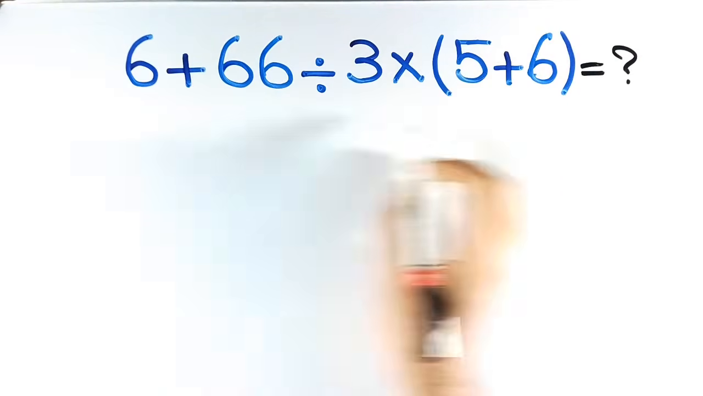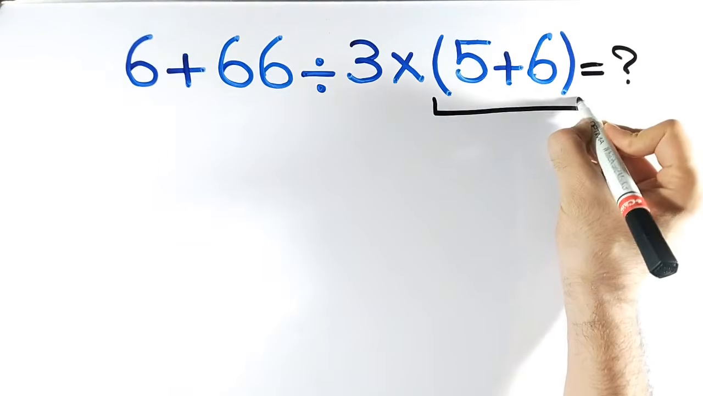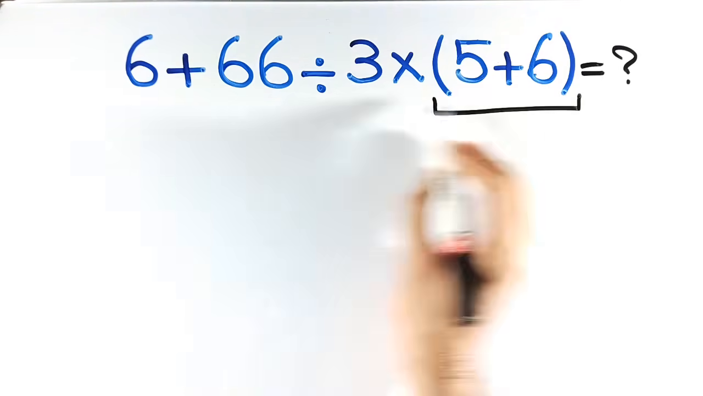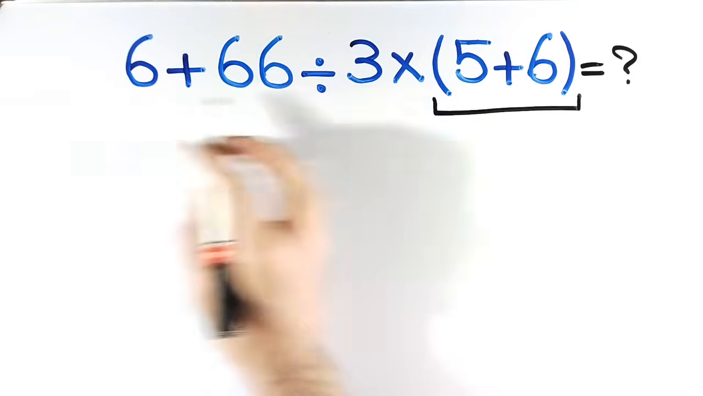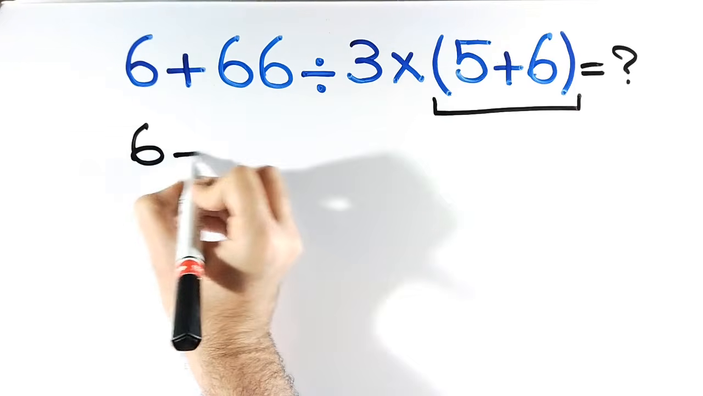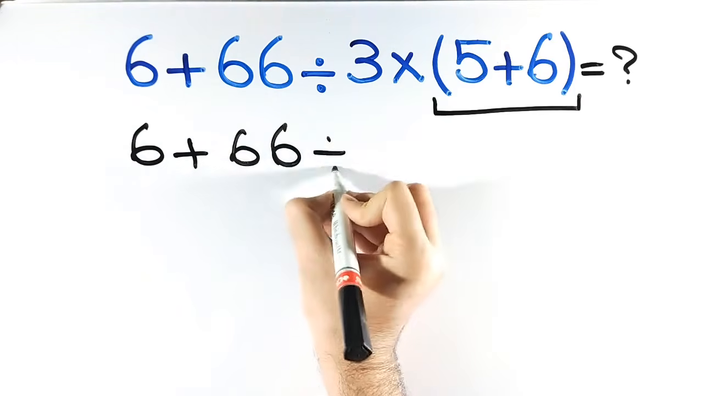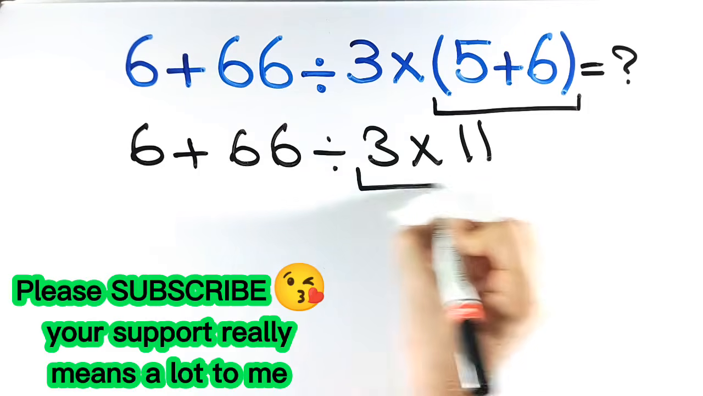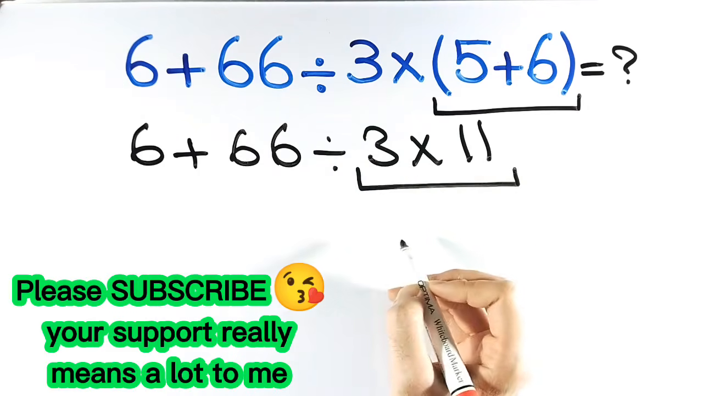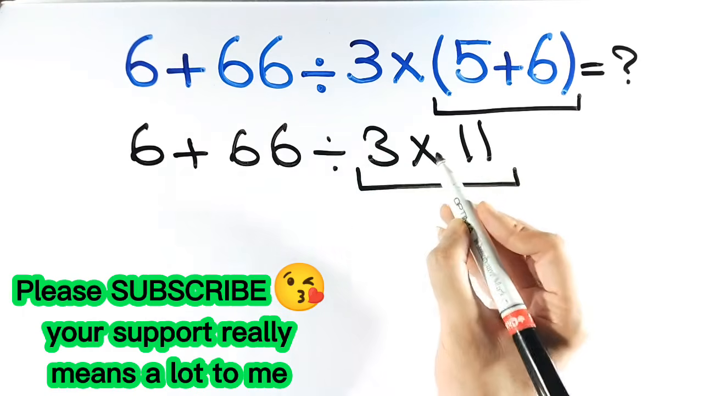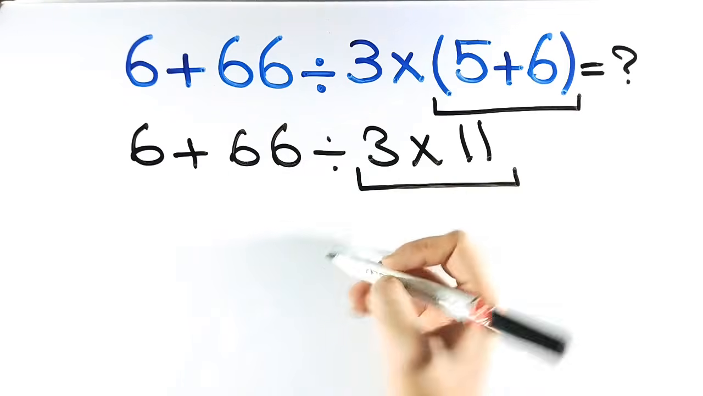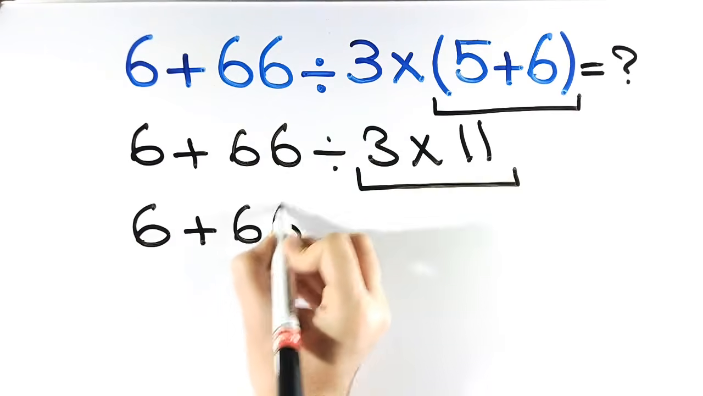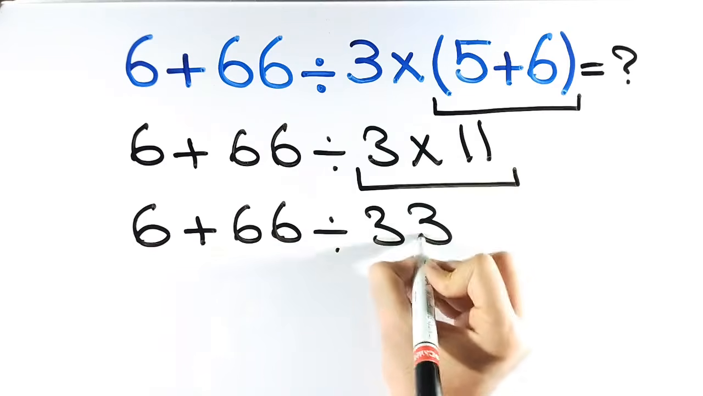Also, some other people, when solving this question, first go for the expression inside the parenthesis because they believe parentheses have a higher priority than the other operations. So, instead of this expression, they write 6 plus 66 divided by 3 multiplied by 11. And the next step, they go for the multiplication between 3 and 11 because they think multiplication has a higher priority than division. So, instead of this expression, they write 6 plus 66 divided by 33.